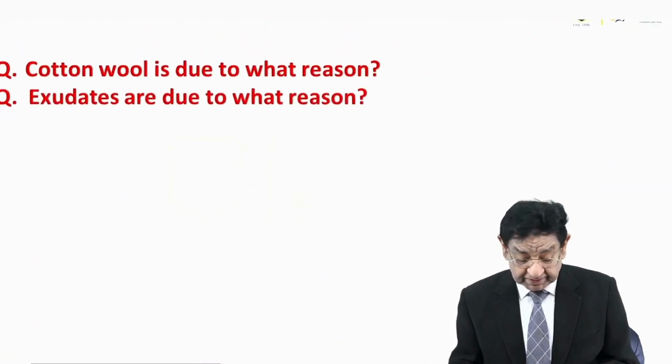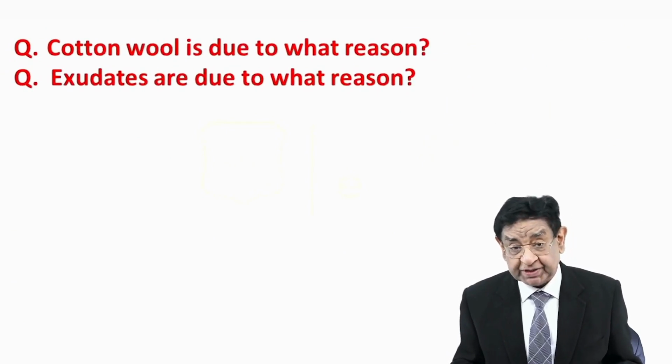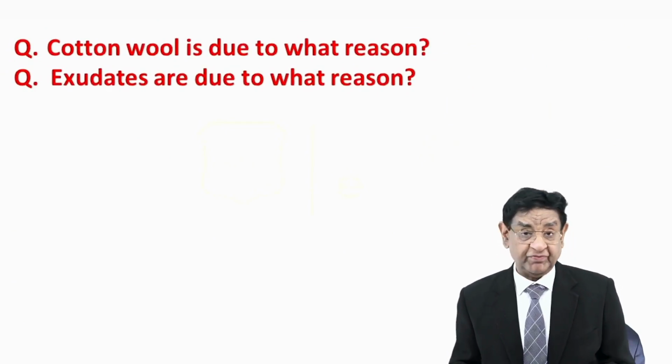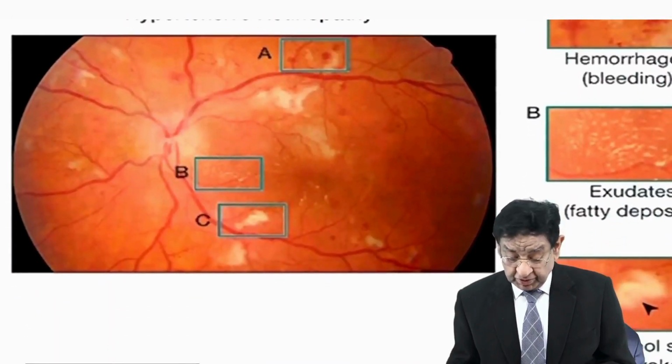Now I have some questions for you. Cotton wool spots are due to what reason and why are exudates there? What's the reason for that? Stop the video, write down the answer.